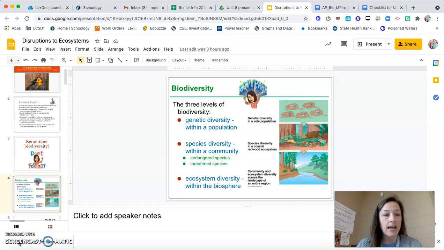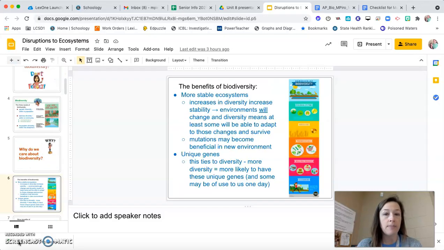The next thing is I can then talk about the benefits. Let's do that next. So I can list the benefits of biodiversity. There's really 2 benefits. Increases in diversity, increased stability. So the more diversity there is genetically in a population, the more stable that population is. The more species diversity you have in an ecosystem, the more stable that ecosystem is. So we can look at this at both the genetic and the species diversity levels.